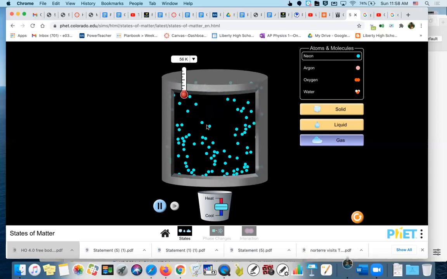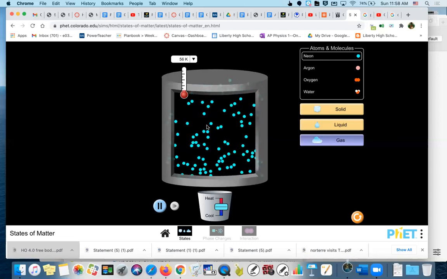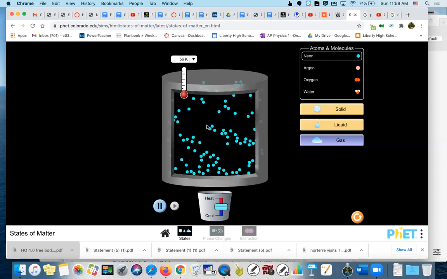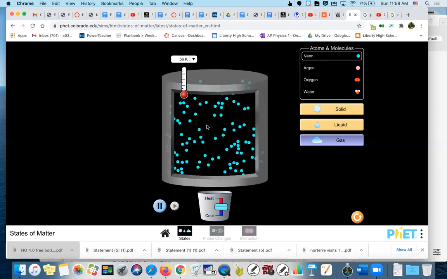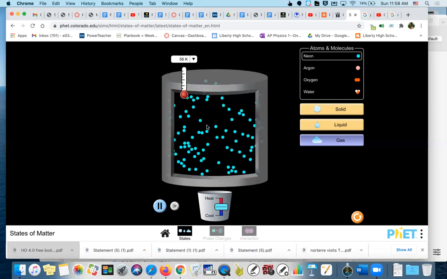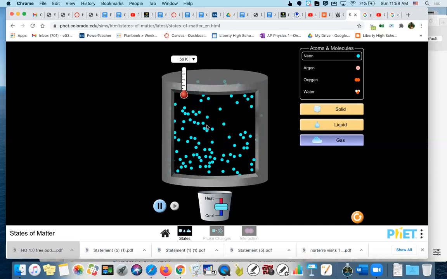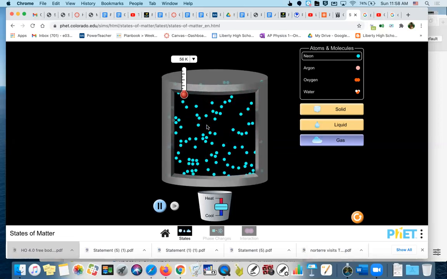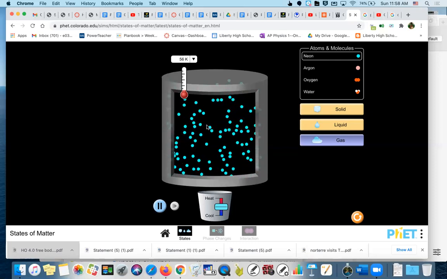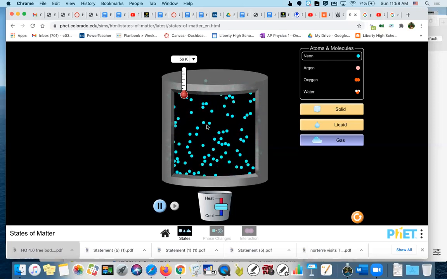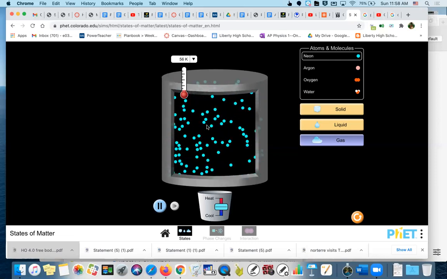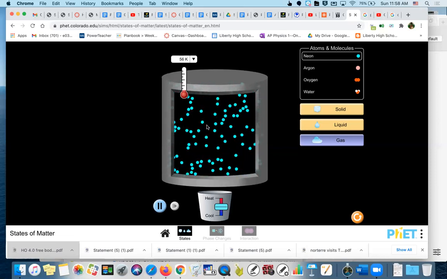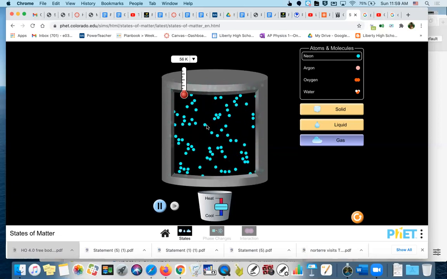Later in the unit, we will talk about the reality of what those attractive forces would look like. But I want you to have this visual and think about how you would describe gases as far as looking at these particles here. How would you describe the motion of these particles? Well, first of all, gas particles are in constant motion.